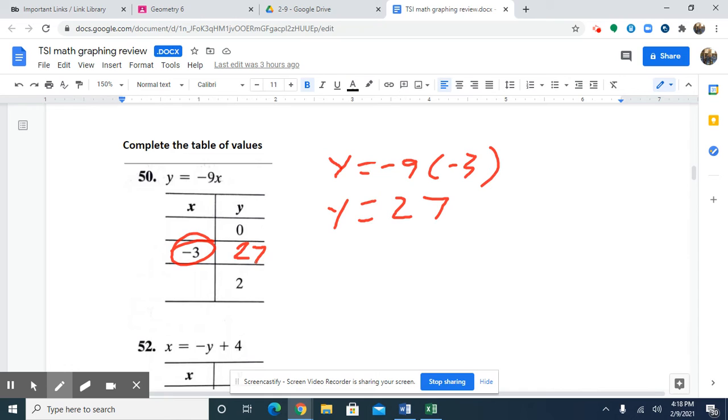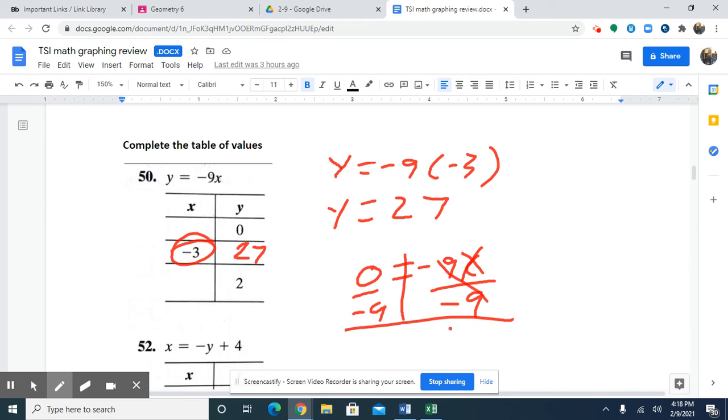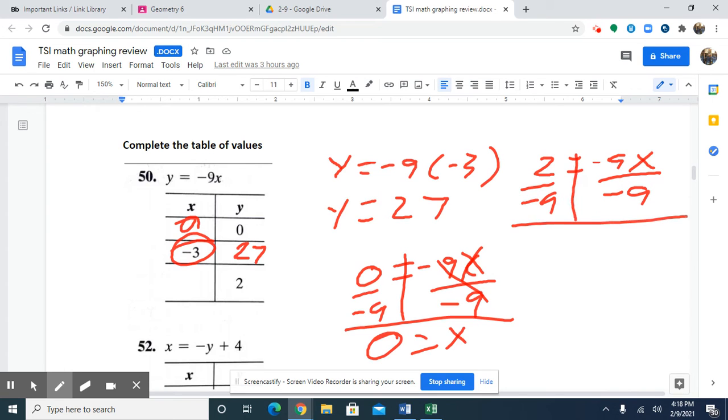We can do the same for the other values of y. So 0 is equal to -9x. And so what we want to do here is cancel out that -9 by dividing both sides. So x is going to be equal to 0 divided by -9, which is actually just going to be 0. Same thing if we have 2 is equal to -9x. We would cancel out by dividing both sides by -9. And so x is equal to -2 over 9 because we can't really simplify that.